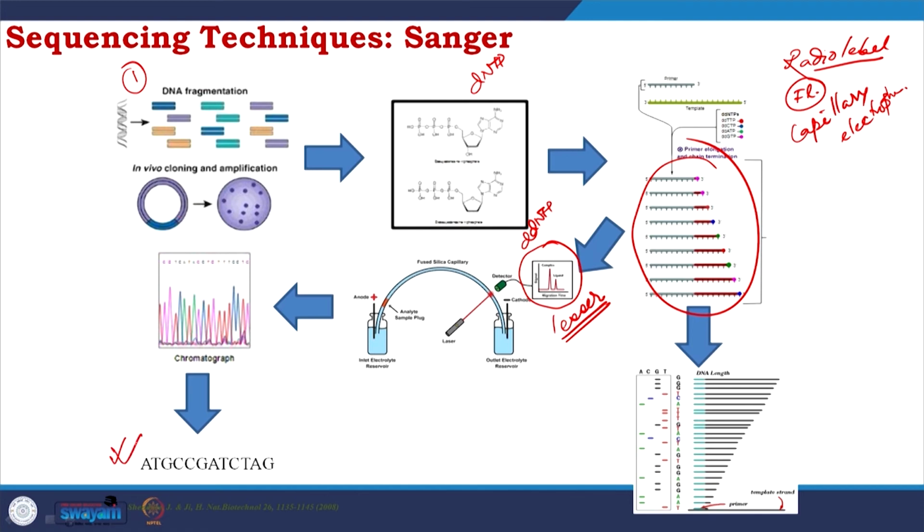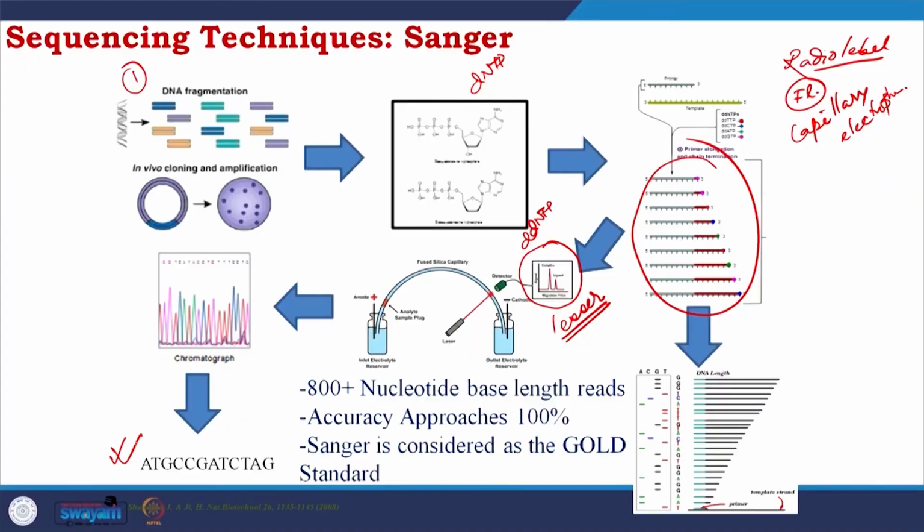Our dream fulfilled. First time we are able to read a biological macromolecule. This is a revolution. This is where we start going into in-depth analysis, and further information we could get from it. The initial seed happened. So, looking at Sanger sequencing, 800 plus nucleotide base length could be studied through that. Accuracy approaches 100%. Sanger is still considered the gold standard from when it was invented.